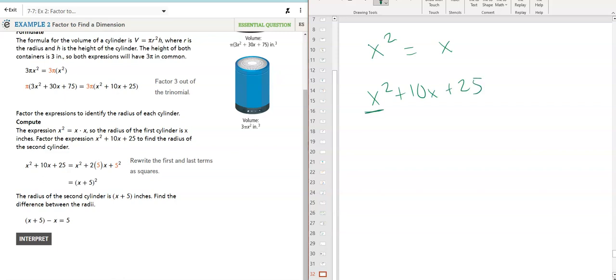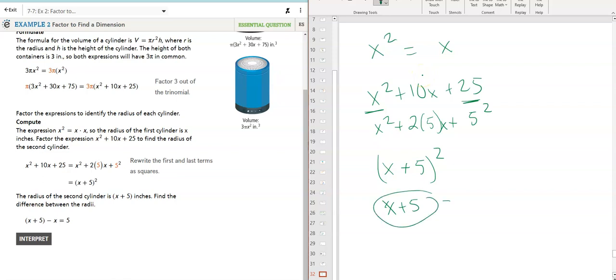Now we notice that this is a perfect square and this is a perfect square. Okay, and because this is 2 times 5, and this is 5 squared, we know that this is a perfect square trinomial. So we're just going to have x plus 5 squared as our trinomial. So that's where they got this here, which means that the radius of the second cylinder is x plus 5 inches.